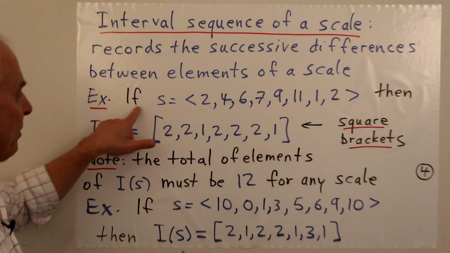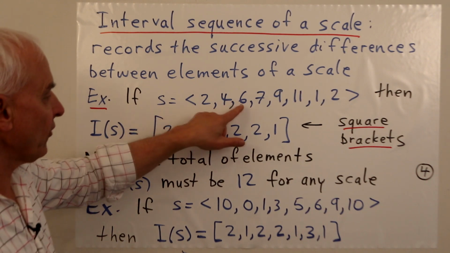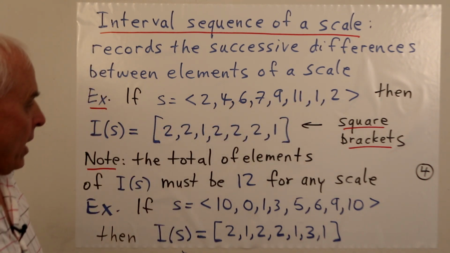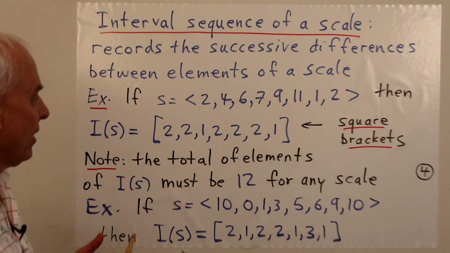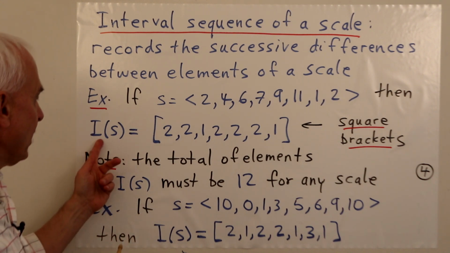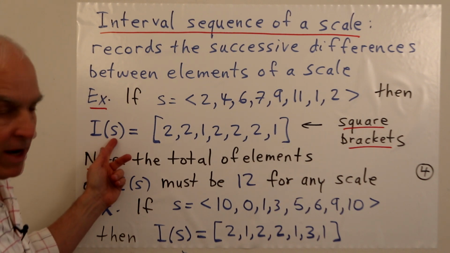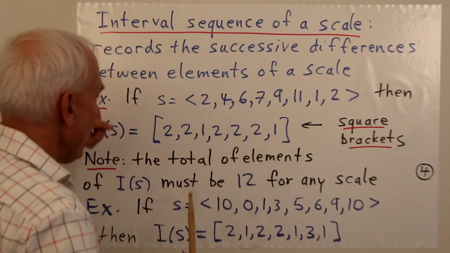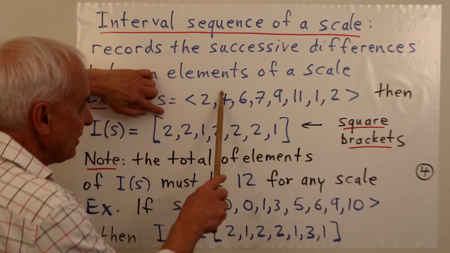So, for example, if S happens to be 2, 4, 6, 7, 9, 11, 1, 2, then the interval sequence of S will be denoted by I of S. That's given by looking at the successive differences.